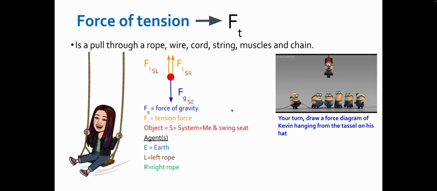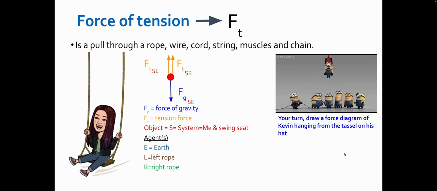Okay, so now I want you to try it yourself. This time you're going to draw a force diagram of Kevin hanging from the tassel. See his tassel stuck to the light there. We're going to call it his tassel on his hat. Looks probably like a light socket, but we're going to pretend that's his tassel on his hat. So pause the video and draw a force diagram of Kevin hanging from the tassel on his hat.